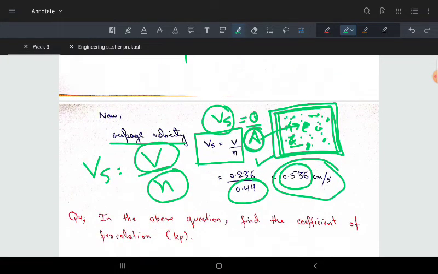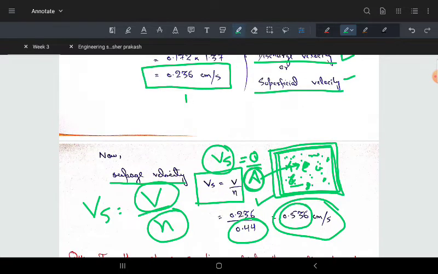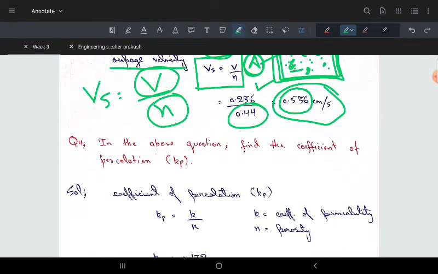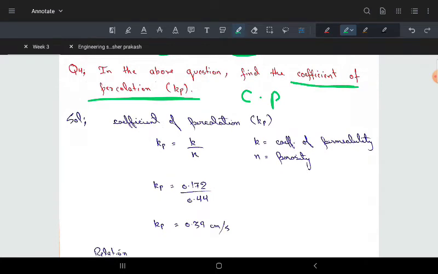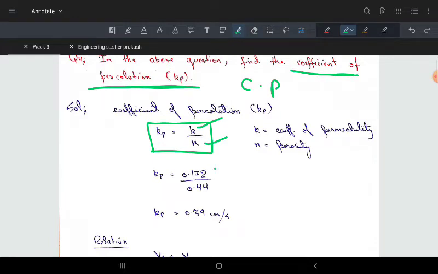This was another question based on permeability. Now we have another small question, question number 4. It says, in the above question, find the coefficient of percolation, which is denoted by Kp. We can calculate it by the simple formula Kp is equal to K by n, where K is the coefficient of permeability and n is porosity. K is 0.172 and n is 0.44. So Kp becomes 0.39 centimeter per second.